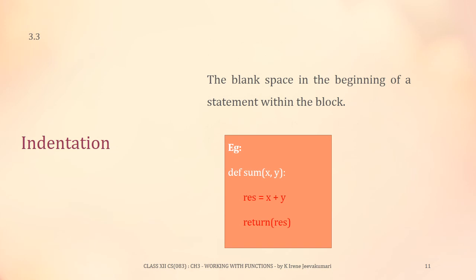Now let us see what is indentation. Indentation means the blank space in the beginning of a statement within the block. When you see this example, here the function definition starts from the margin and it ends with a colon. So this is the header. The header requires a block. So these two statements are a block, and there is a blank space in the beginning of these two statements. This blank space is referred to as indentation. So the blank space in the beginning of a statement is called indentation.